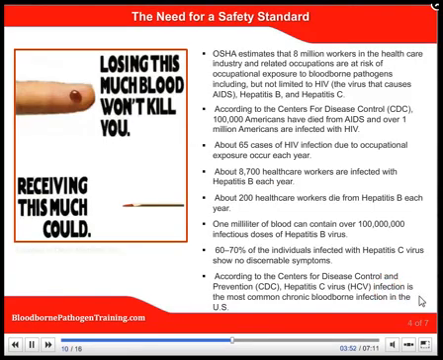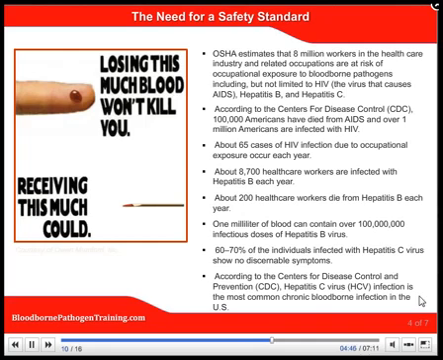The need for a safety standard. OSHA estimates that 8 million workers in the healthcare industry and related occupations are at risk of occupational exposure to bloodborne pathogens, including, but not limited to, HIV, the virus that causes AIDS, hepatitis B, and hepatitis C. According to the Centers for Disease Control, 100,000 Americans have died from AIDS, and over 1 million Americans are infected with HIV. About 65 cases of HIV infection due to occupational exposure occur each year. About 8,700 healthcare workers are infected with hepatitis B each year. About 200 healthcare workers die from hepatitis B each year.